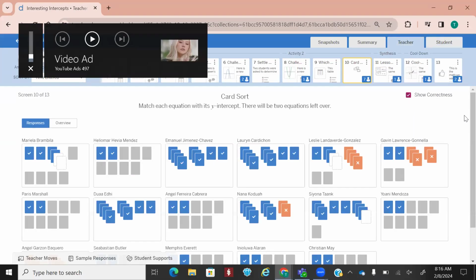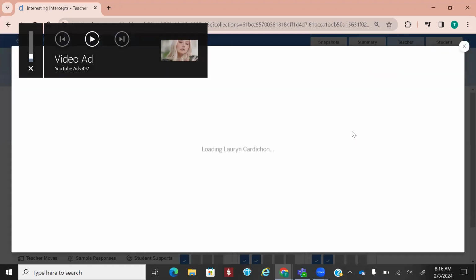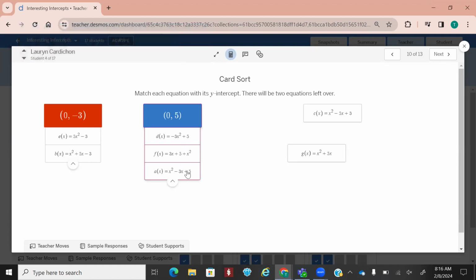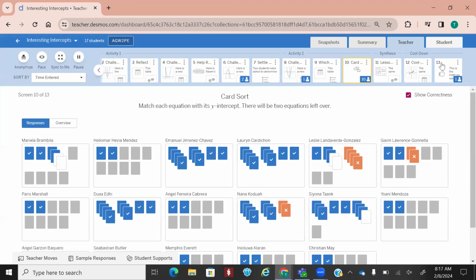All right, so when you sorted these, if you look, all of these +5s, that's where we're going to get a y-intercept of 0, 5. All of these that are -3 on the end, that's where we're going to get 0, -3. But I do want you to note, like this one right here, it's not written in standard form, but since it has that constant, that +5, that's what's going to make that have a y-intercept of 5. Okay, good job.